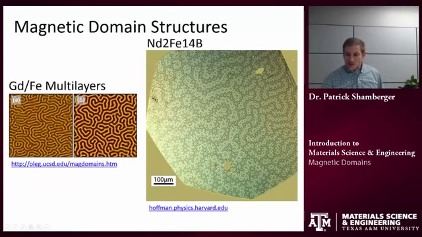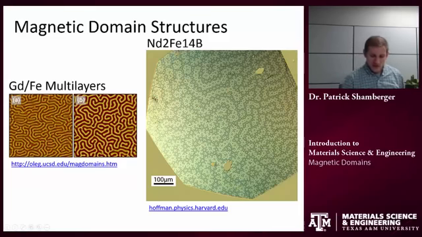So magnetic domain structures can take on an incredible diversity of patterns and arrangements, and it's all due to this fine interplay between different energy terms within the material. And I just wanted to show you a couple examples of these. Over here we have some very thin layers of gadolinium and iron, alternating, and these have relatively maze-like structures where one color is pointing out of the plane, and the other color has the magnetization pointing into the plane.